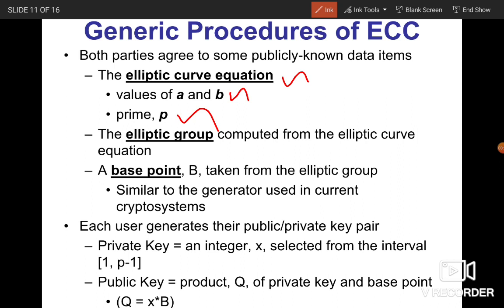Then each user, both the sender as well as the receiver, generates their public-private key pair. For the private key, they can choose any integer x in the interval 1 to p minus 1. Using the private key, they calculate their public key. It is the product, termed Q equal to x into B, that is the private key and the base point.